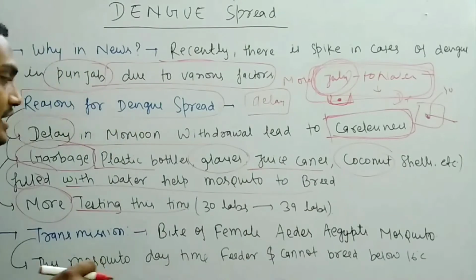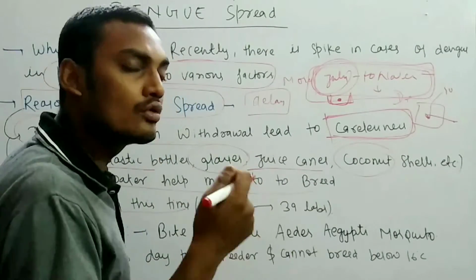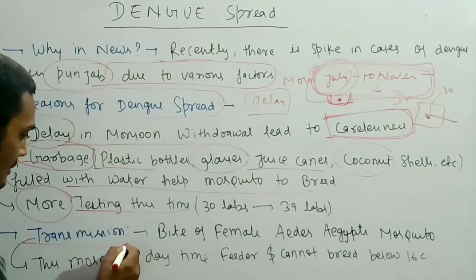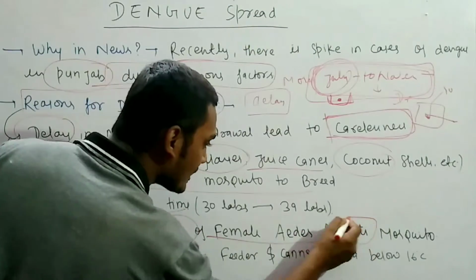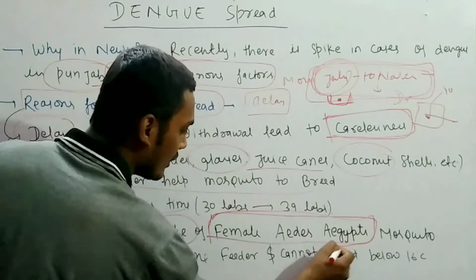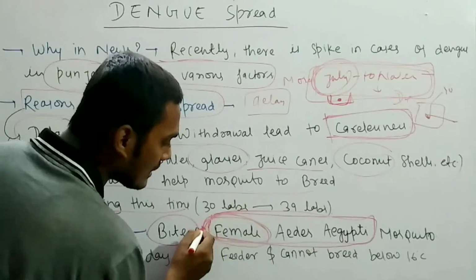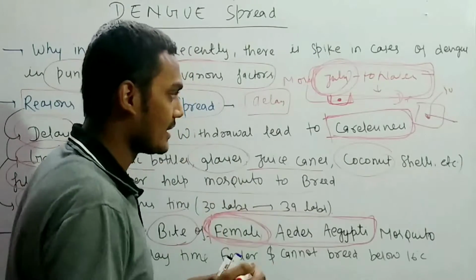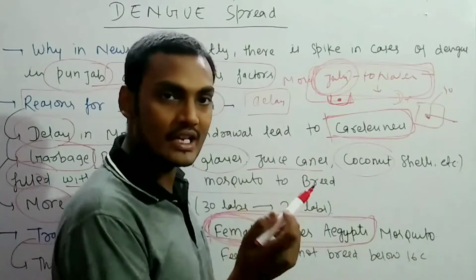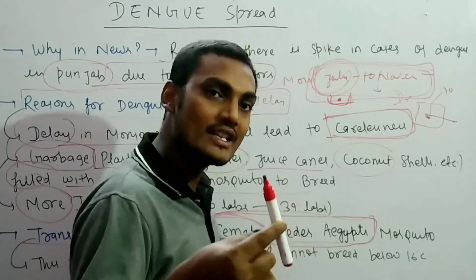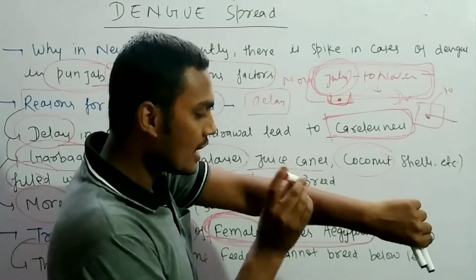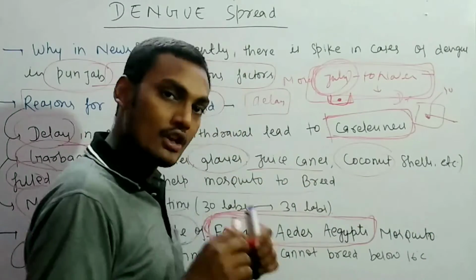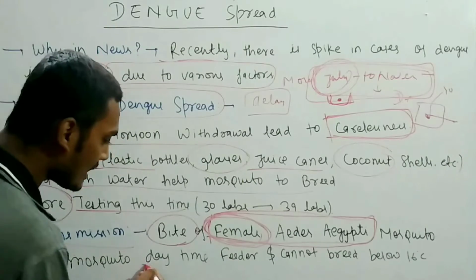Now the most important part is the transmission. How does dengue occur and what is the transmission process? Remember that the transmission is through the bite of the female Aedes aegypti mosquito, which actually causes dengue. Remember the keyword: female, not male. When the female Aedes aegypti mosquito touches and pierces someone's skin, it comes into contact with blood and leads to dengue in the body. So these are the basic principles, and remember that this is a daytime feeder.